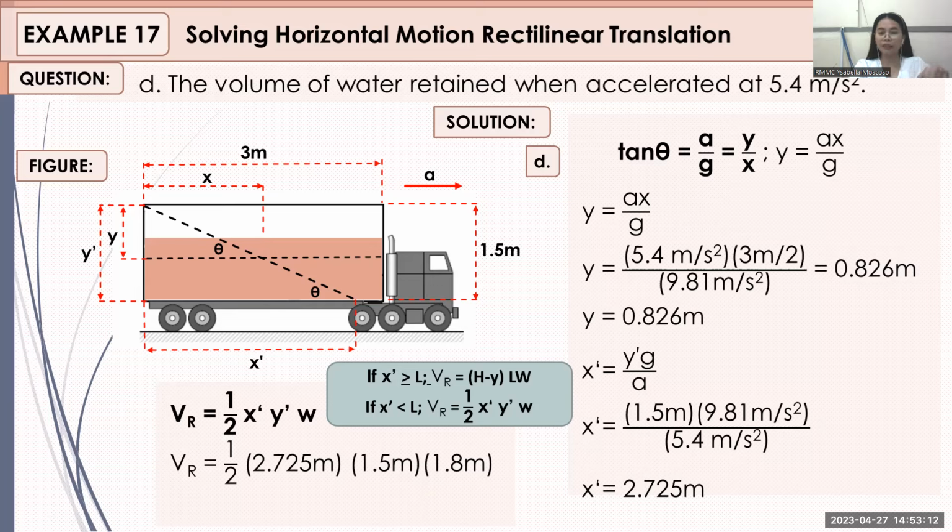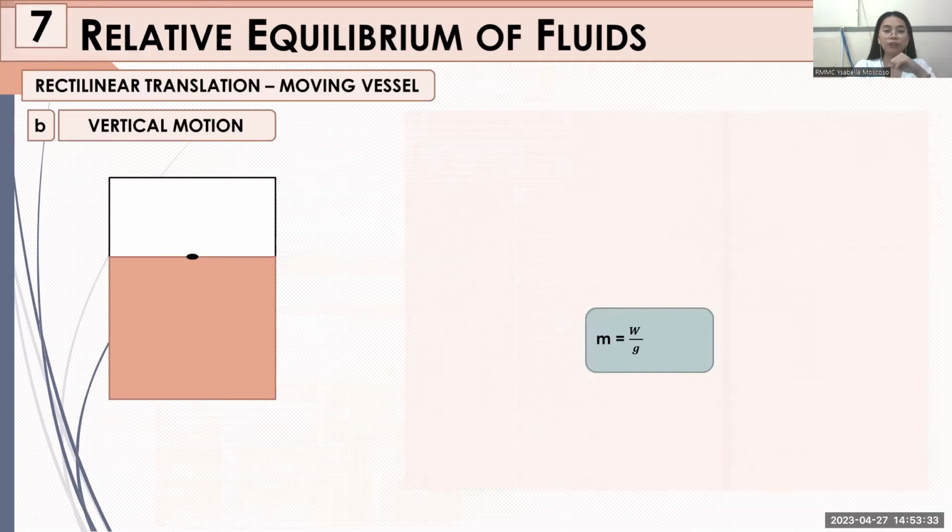So, pause nyo na lang para mag-try nyo yung calcu. And the answer for that is 3.679 cubic meters. Okay. Sige, so that's it for your horizontal motion. So let us go to your vertical motion for your rectilinear moving vessel.